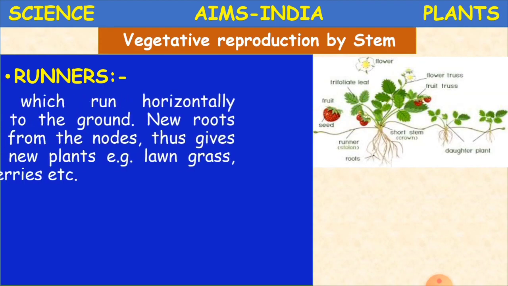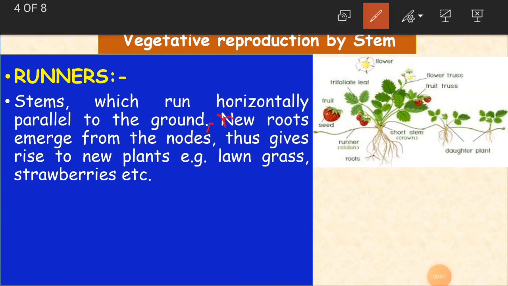The first one is runners. Runners, children, are stems which run horizontally parallel to the ground. New roots emerge from the nodes, and thus give rise to new plants. For example, lawn grass, strawberries, etc. If you see the picture here, these are the stems. This is the picture of a strawberry plant.